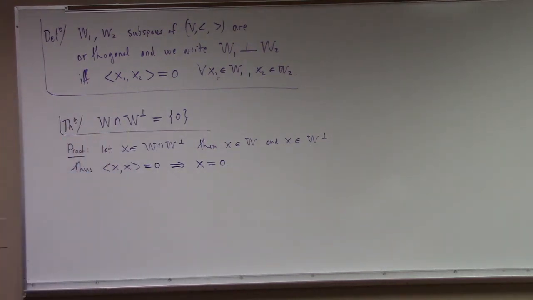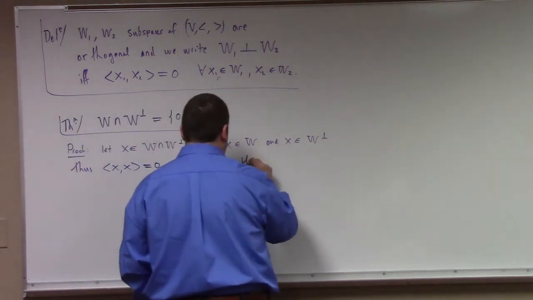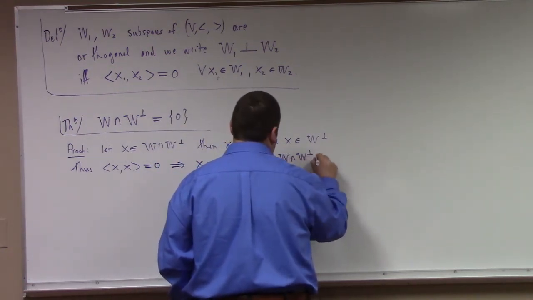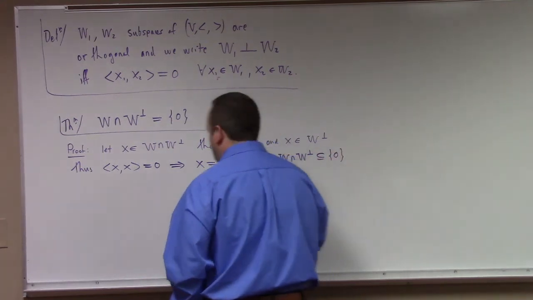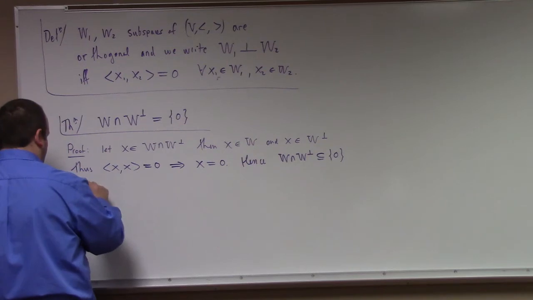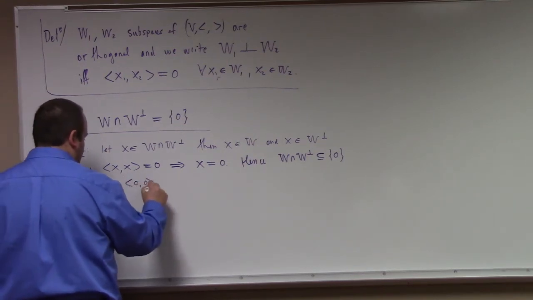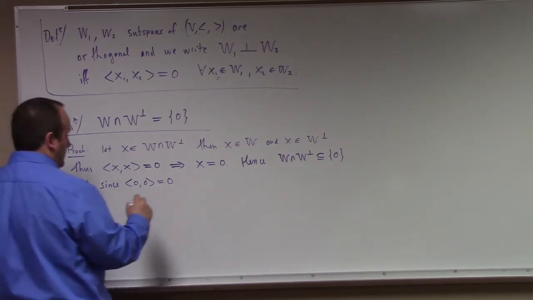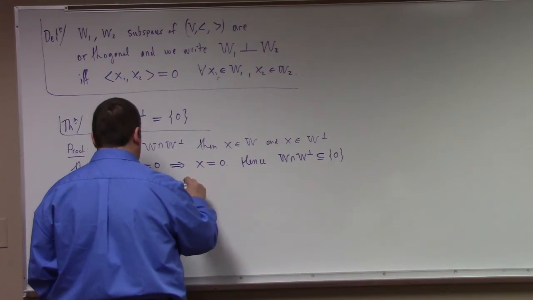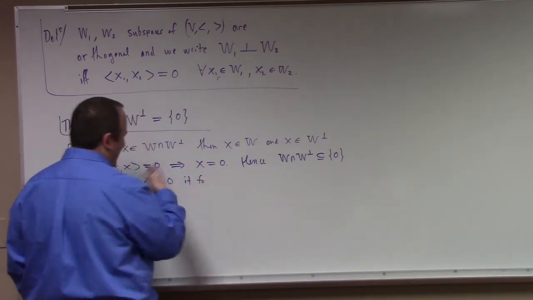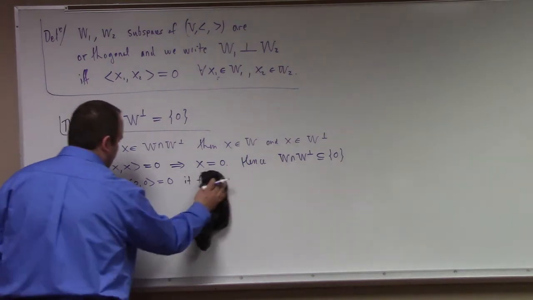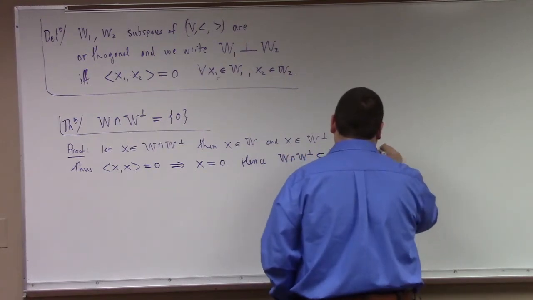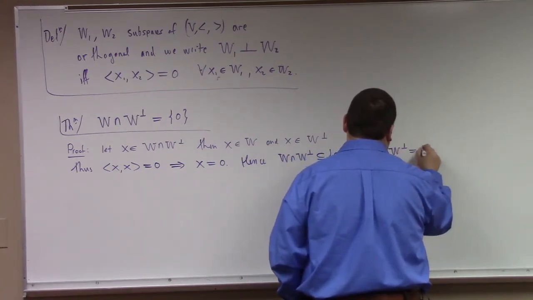Right? Hence W intersect W perp is a subset of the 0 vector. And since the inner product of 0 and 0 is 0, it follows, well, I don't even want to write anymore. Let me just say it follows. Once you have this, it's pretty much immediate that, in fact, W intersect W perp is equal to the 0 vector.